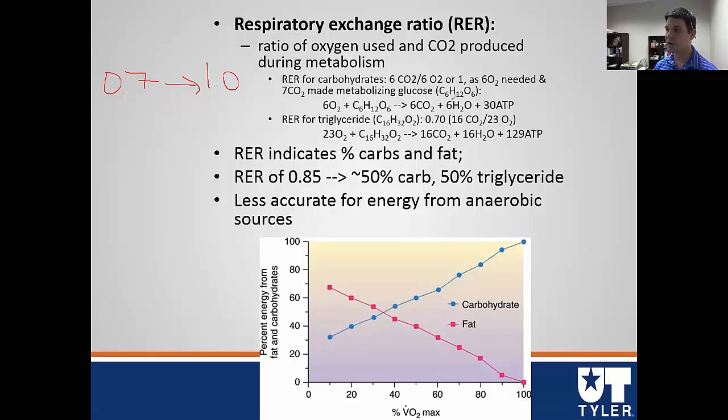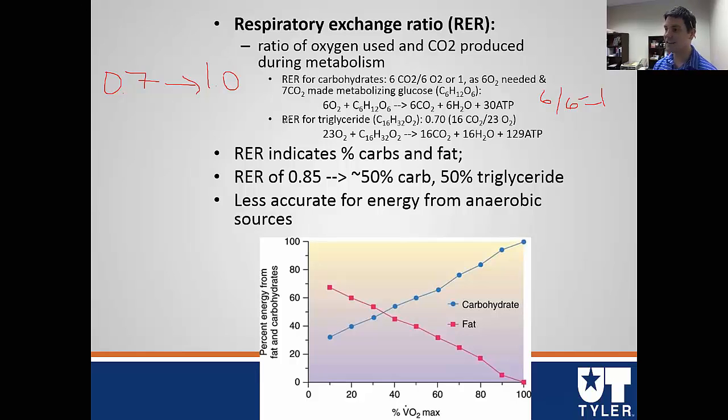In fact, these come from real math. I won't explain exactly how all this works, but we can get 6 oxygen plus glucose gives us 6 CO2. Remember, we break down each carbon molecule in glucose, blow off 6 CO2, form 6 molecules of water, and ultimately make ATP. If we divide our CO2 by our oxygen, 6 divided by 6 gives us 1. So if you were using only carbohydrates, you would have an RER equal to 1.